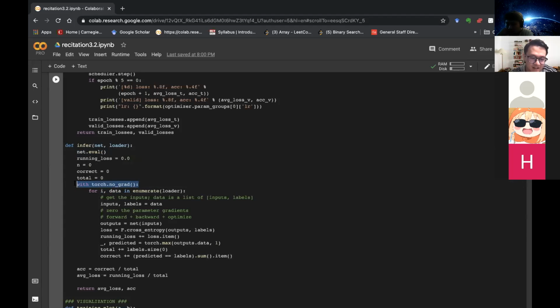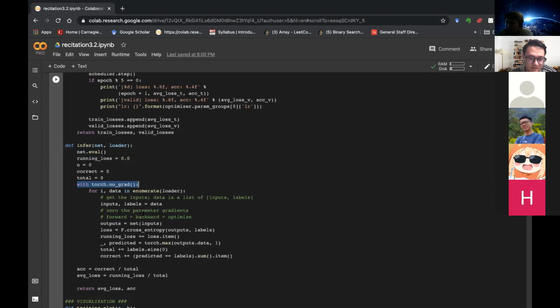But I'm looking it up online, and it says both are necessary. So no grad is for the auto differentiation engine, and the eval mode is to tell the layers, the batch normalization or dropout layer, to be in eval mode. Okay, thank you.